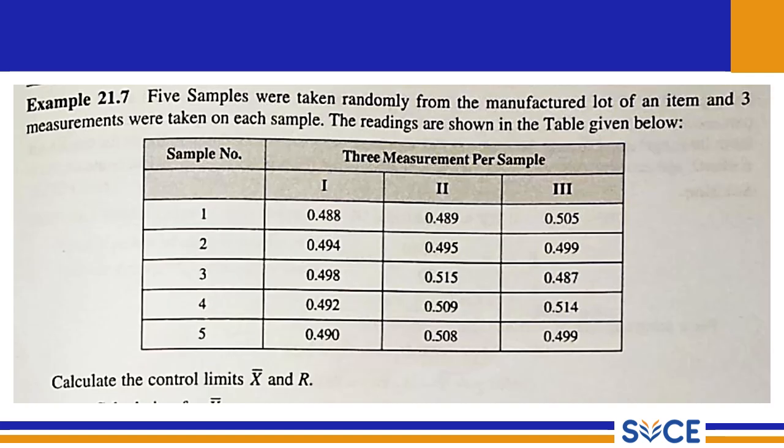This is the next problem that we are going to solve. 5 samples are taken randomly, and for each sample, 3 measurements are taken. The readings are given here in the table. You can see sample numbers 1, 2, 3, 4, 5, and for each sample there are readings 1, 2, 3. So there are 3 readings for each sample. In the previous problem there was only 1 reading, but here there are 3 readings. In that case, what are we going to do? Similarly, we are going to calculate the control limits for the X bar and R chart.